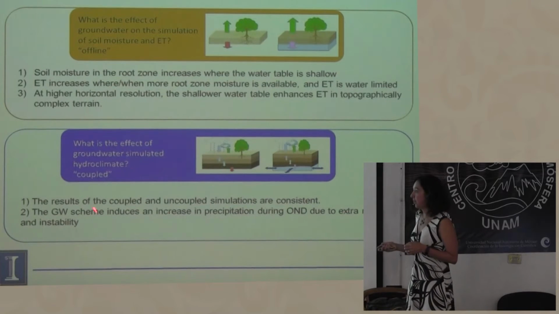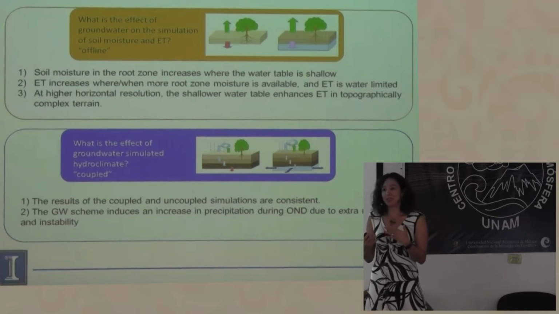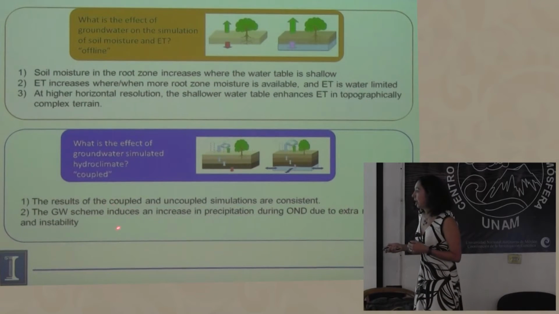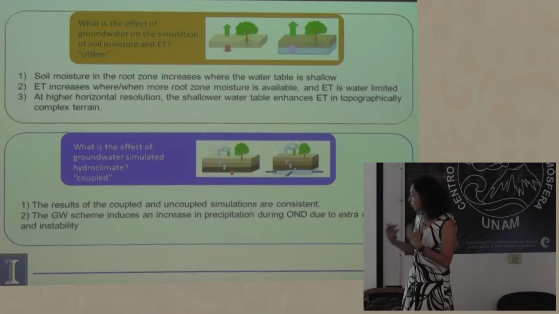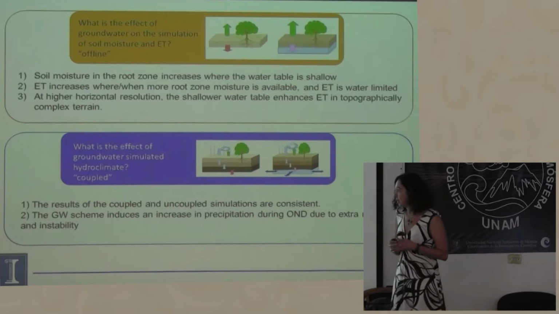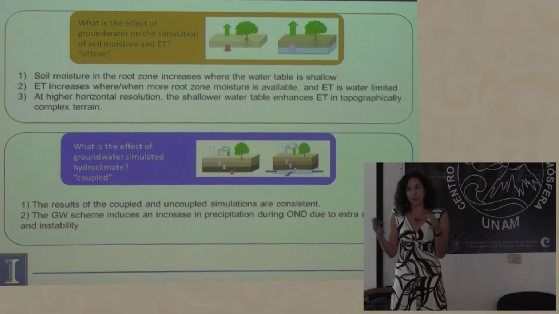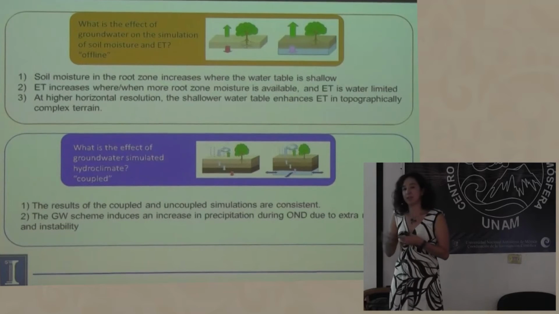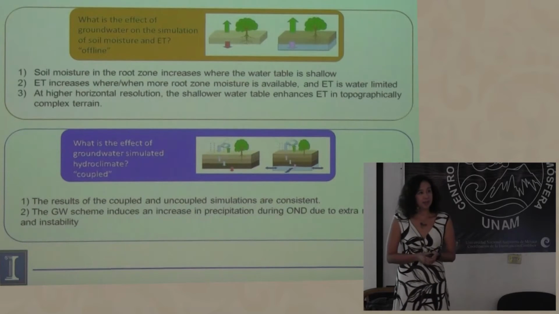When we get to the fully coupled system, we find first that the coupled and uncoupled results are consistent, so we're extracting the signal that we wanted to extract. And the groundwater scheme induces an increase in precipitation during October, November, December, primarily due to extra moisture and instability. So these two mechanisms combine. What's also interesting is that this is the first geographical region where this has been shown in a consistent way, so this seems like quite a unique region in the globe to look at these things. And with that, I leave it for questions.